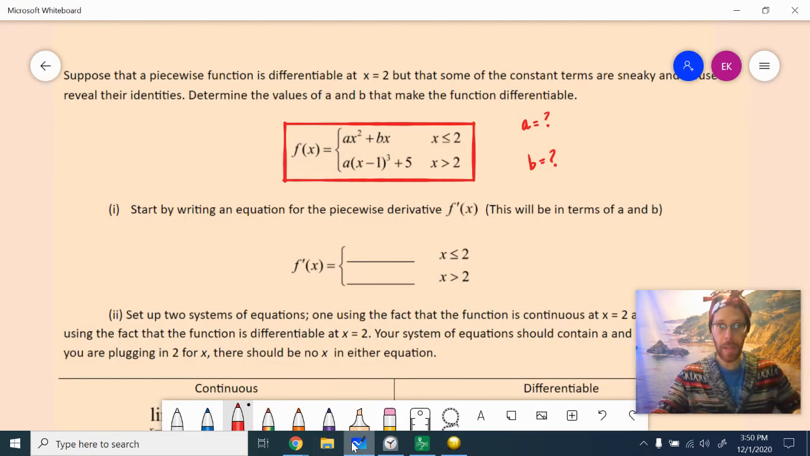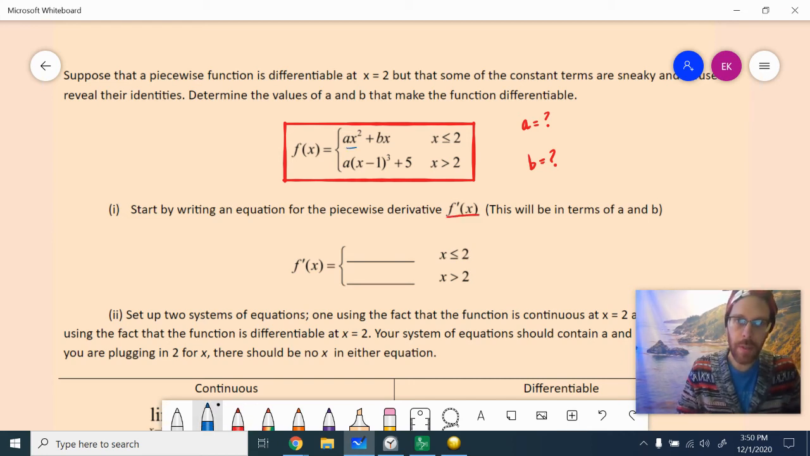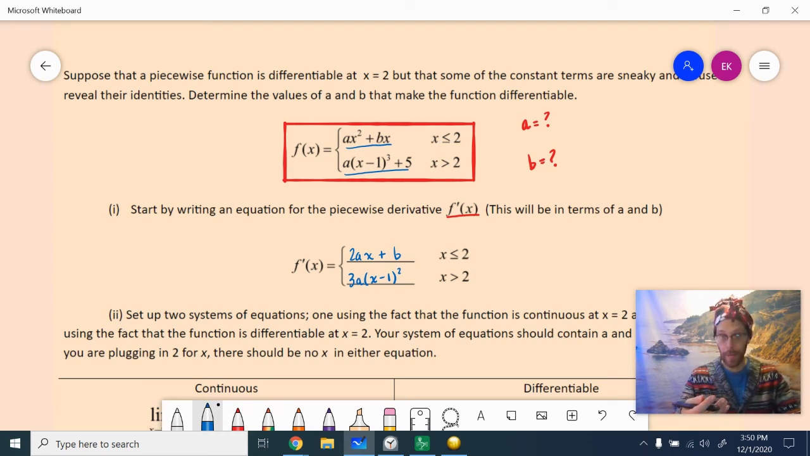So what we're going to do is a little bit of calculus. Step number one is to start by writing an equation for the piecewise derivative. The derivative of ax squared plus bx would be equal to 2ax plus b. And then the derivative of the second function would be 3a times (x minus 1) squared, plus the derivative of 5, which is 0. So that would be our derivative equation.